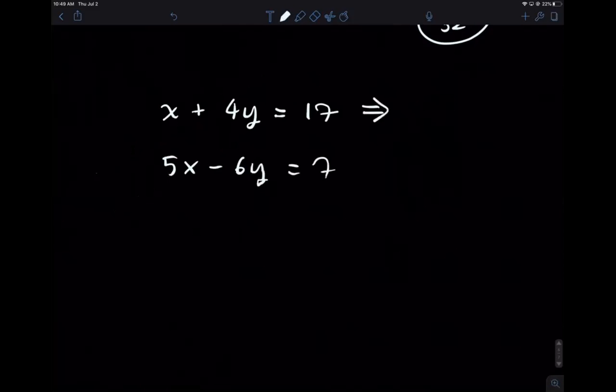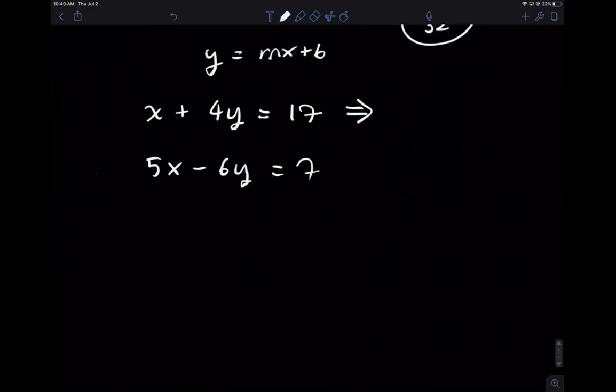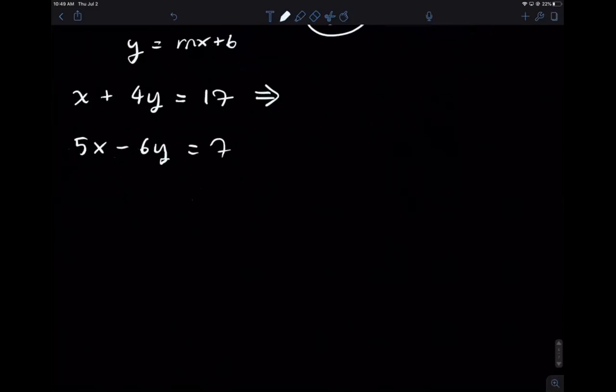Can you rewrite this in the form of y equals mx plus b? So can you rewrite it so that we have y on one side? Wait, so first you do 4y equals negative x plus 17. Right. Divide both sides by 4. So the left side becomes y, and the right side becomes negative 1/4 x plus 17/4. Yeah, perfect. Okay, I understand it now.